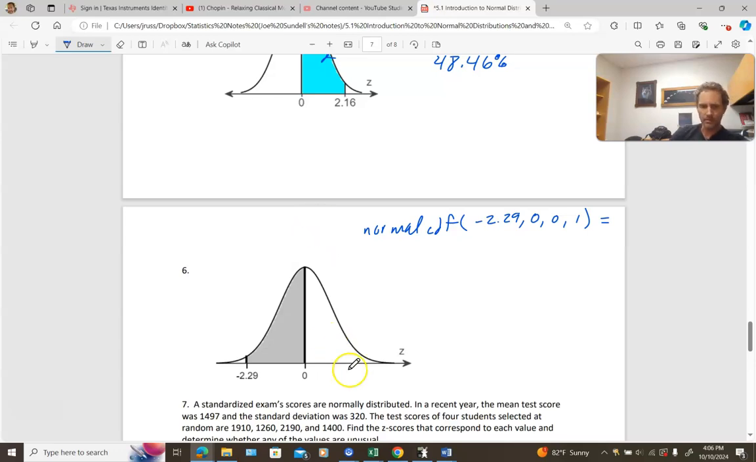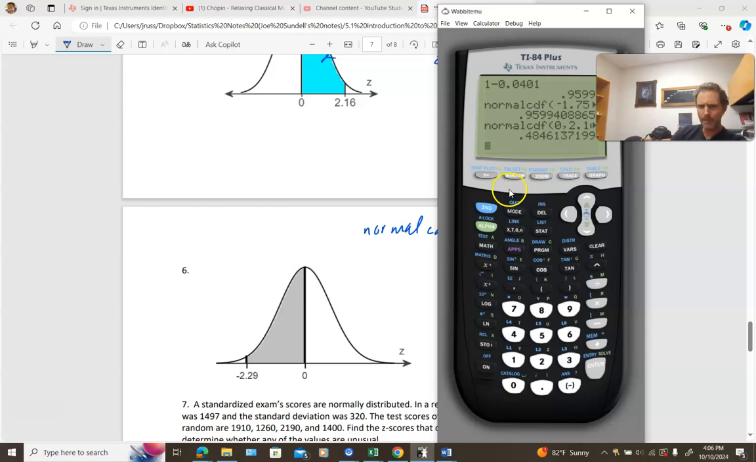The mean and the standard deviation are exactly the same. Okay, so I'm going to use my calculator. Negative, whoops, 2.29. Upper bound is 0 now, and then of course my distribution parameters are exactly the same. So type this in, and here again we get close to 50%, don't we? Actually, we're a little closer to 50% this time.